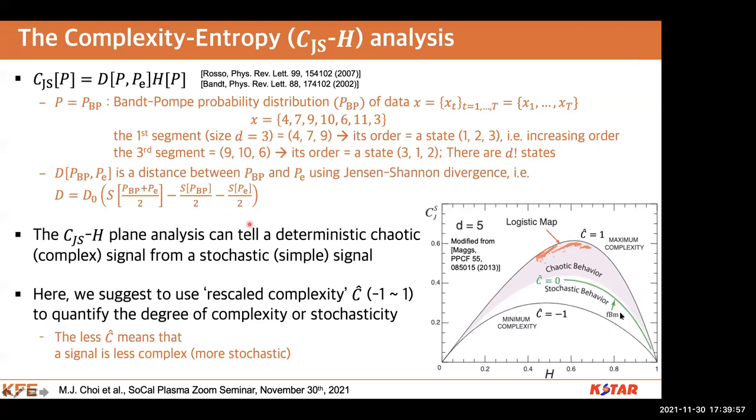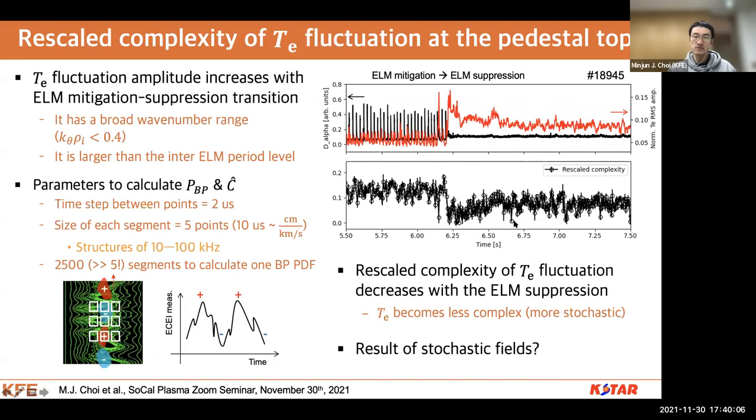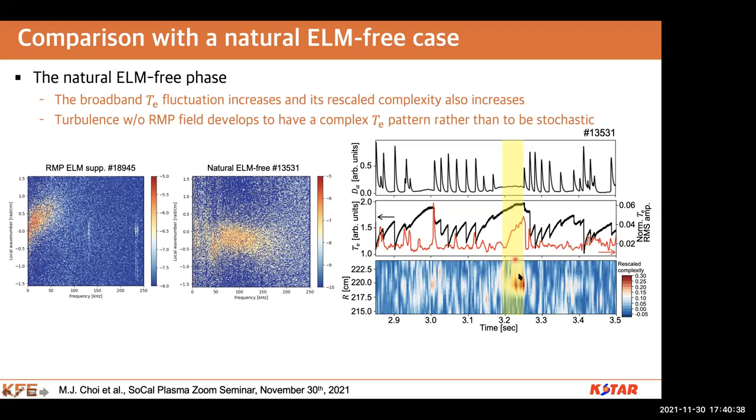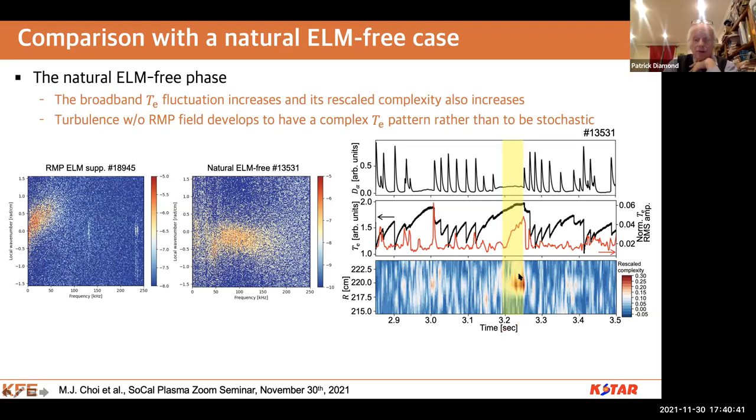So can you say that the turbulence is strong if we have a high value? Well, I showed you some examples from this natural ELM-free case. There are no external perturbations, and this turbulence developed a complexity pattern. You can see that our scaled complexity is increased for this measurement. So without external perturbation, the turbulence pattern seems to be complex or chaotic. Okay, thank you.